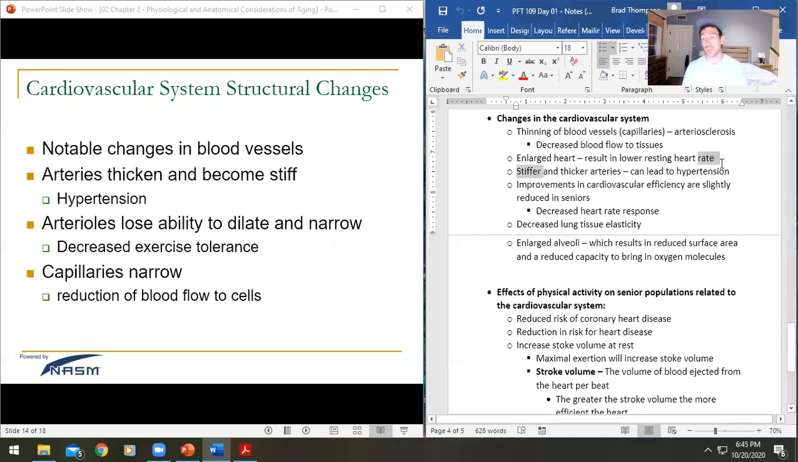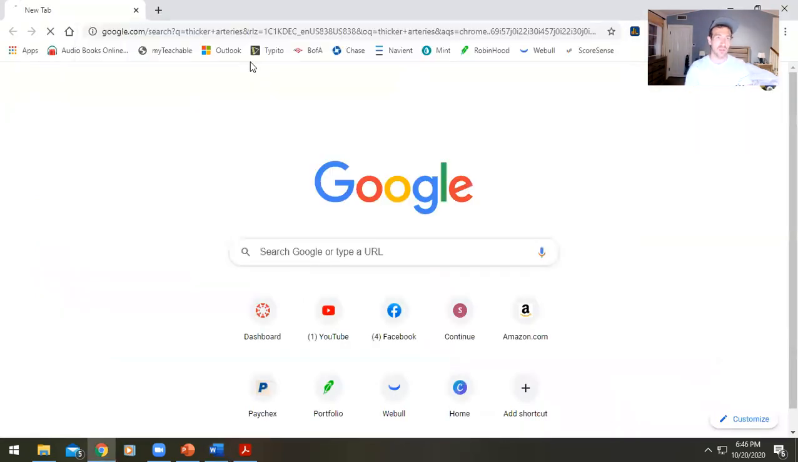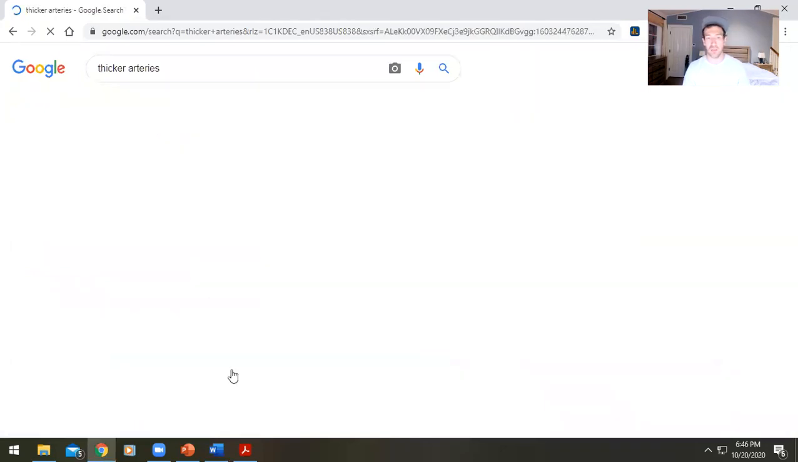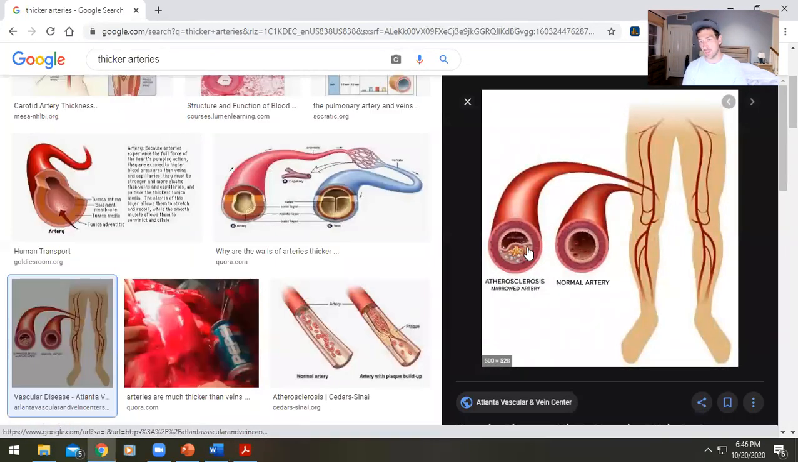We'll see stiffer and thicker arteries as well. So we'll see thinner capillaries. Sometimes we'll see thicker arteries. Now, when I say thicker, as we get older, biologically, they should be thinning, but you will sometimes see thicker arteries because of the buildup of plaque, right? So that is a bad thing. We start to see this buildup of atherosclerosis.